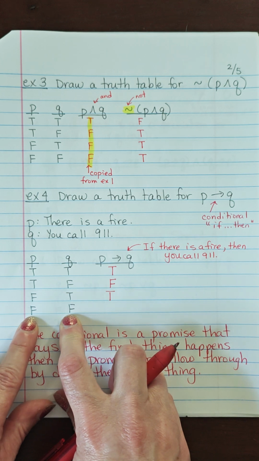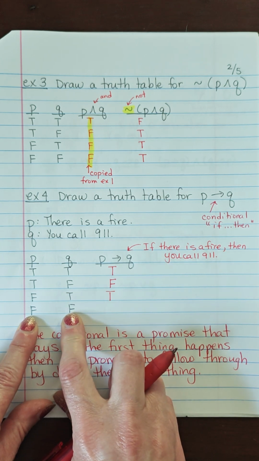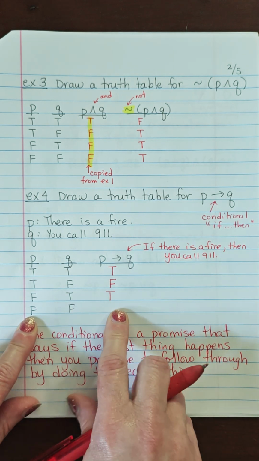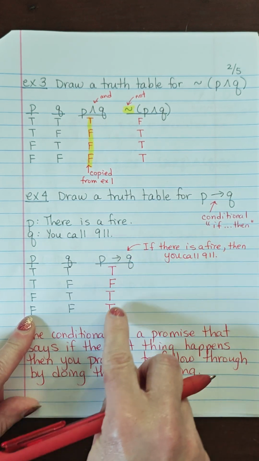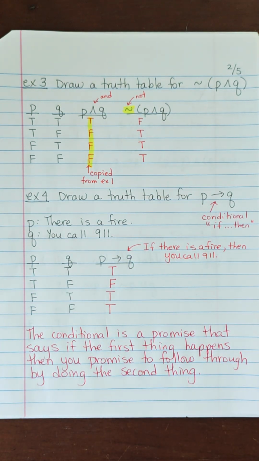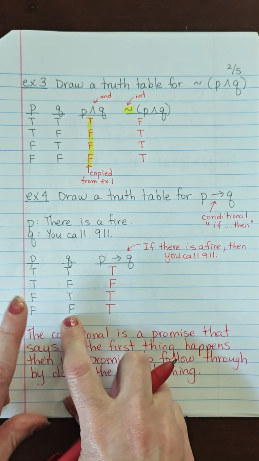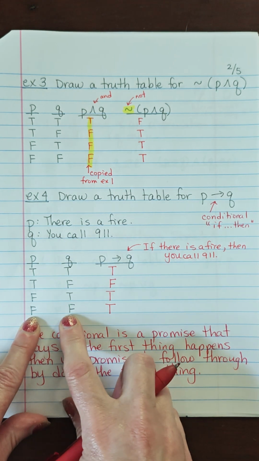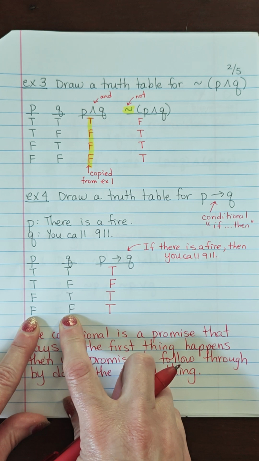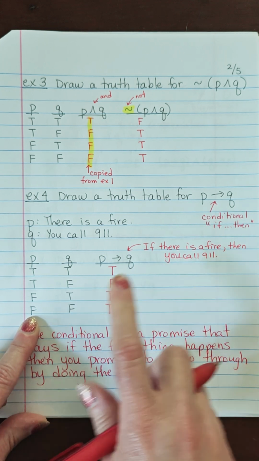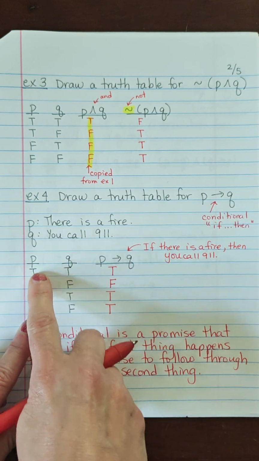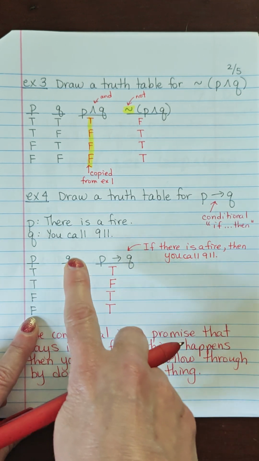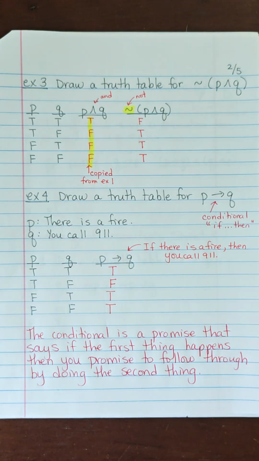There's no fire. You did not call 911. Did you break your promise? No, that statement is still true. You did not break your promise. So no fire. You didn't call 911. That's just a normal day. Your promise is that if this first thing happens, if this first thing is true, then you have to follow through.